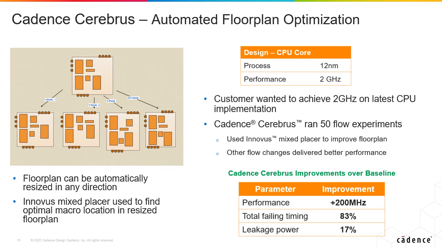Using the Cerebrus floor plan optimization capability, Cerebrus was able to dynamically change the size and aspect ratio of the floor plan and use Innovus's mixed placer technology to relocate the macros in the resized floor plan completely automatically. This Cerebrus optimized flow and floor plan resulted in over 200 MHz CPU performance improvement with a good reduction in leakage power. Cerebrus was able to come up with an optimized floor plan much more quickly than manual iterative approaches could have achieved.